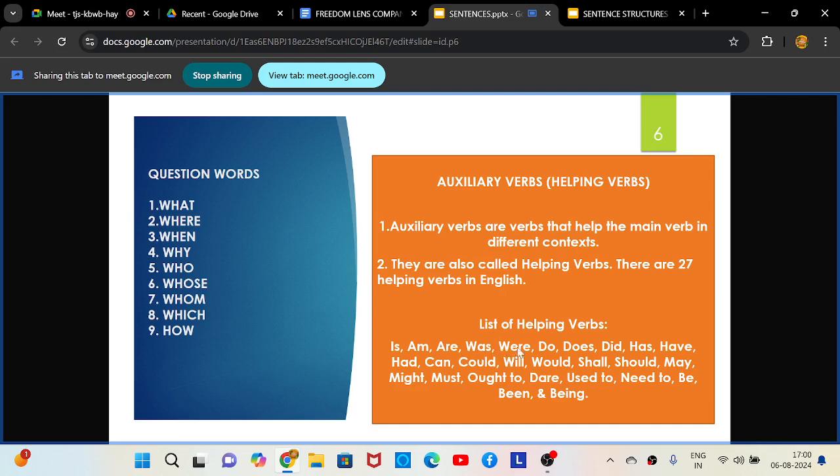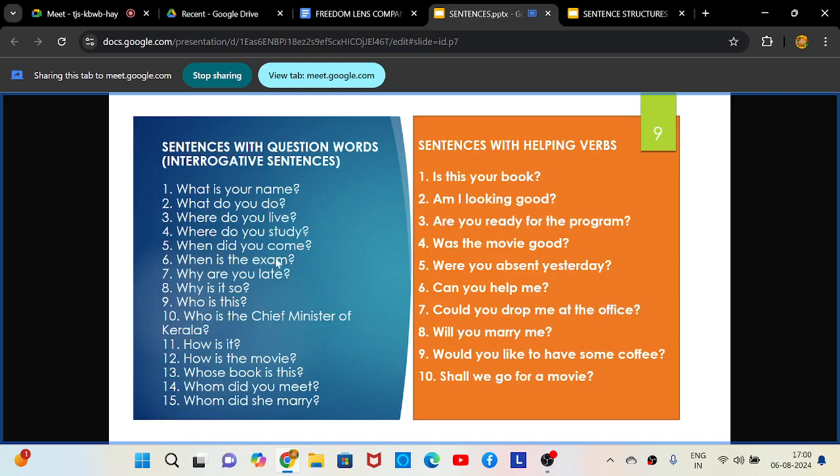Is, am, are, was, were, do, does, did, has, have, had, can, could, will, would, shall, should, may, might, must, ought to, used to, need to, dare, be, been and being. These are the 27 auxiliary verbs in English. So you can also form questions with these auxiliary verbs. So here we have some examples.